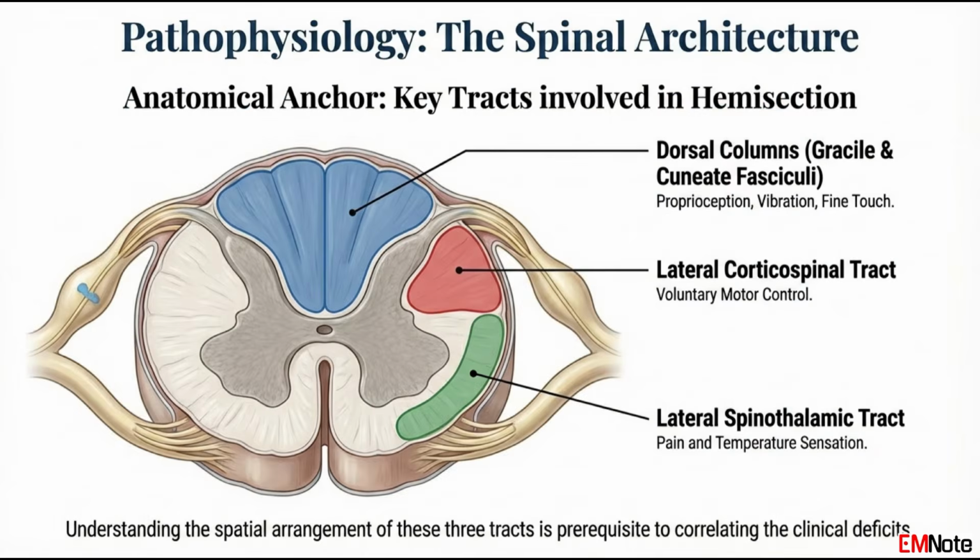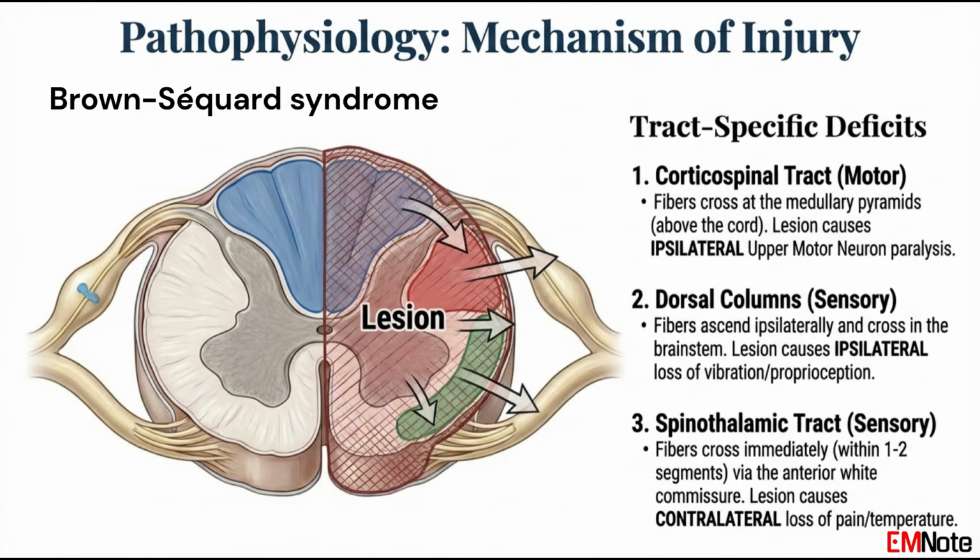To understand why Brown-Séquard syndrome looks the way it does, we must visualize the three major pathways of the spinal cord. First, consider the lateral corticospinal tract. These motor fibers have already crossed in the medulla, therefore a lesion in the spinal cord causes paralysis on the same side as the injury.